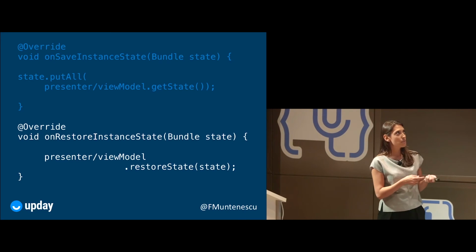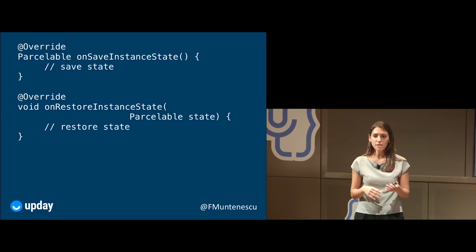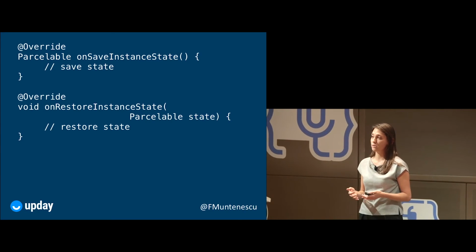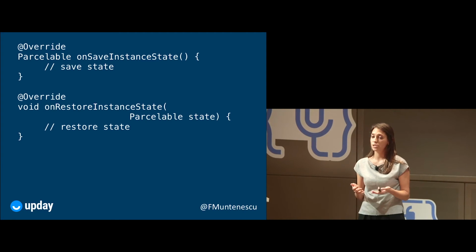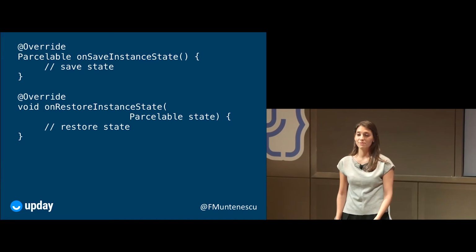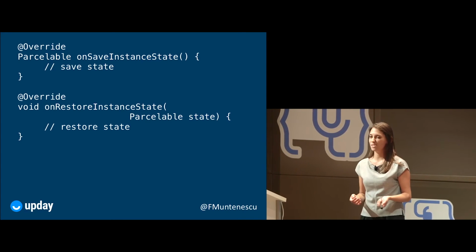This works okay for an activity, for example, but if we have a view we wouldn't have that bundle, but rather we would need to work with parcelables. So whatever state you want to save has to be parcelable. It might sound complicated, but nowadays, with the help of open source libraries like AutoParcel, for example, this is pretty easy to do.